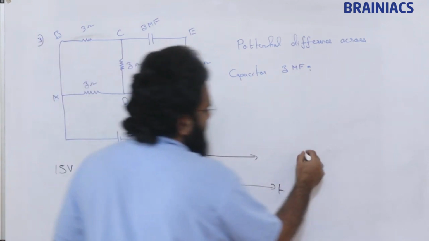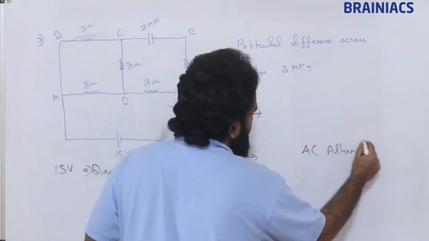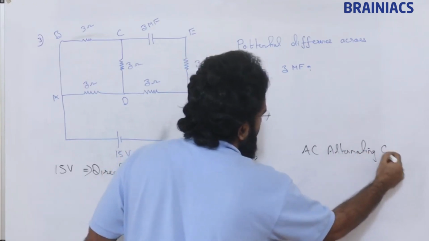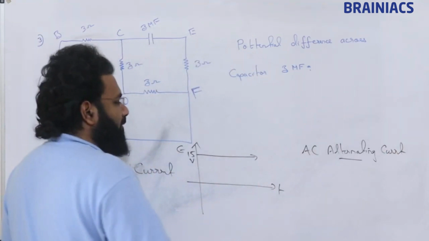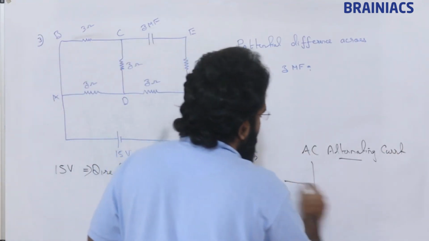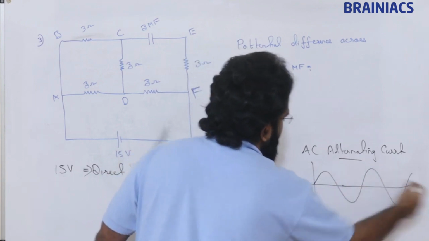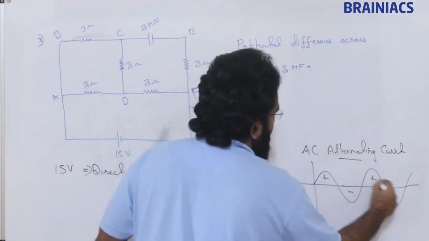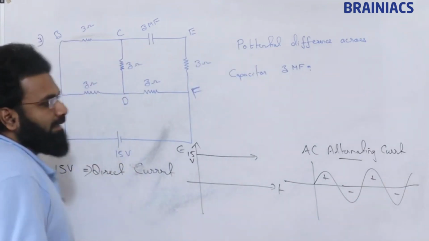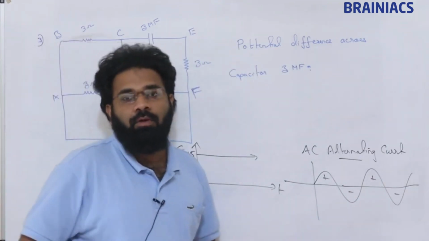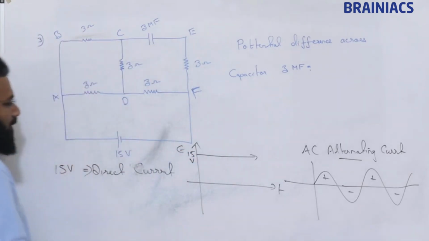Another type of current is AC, alternating current. This is a separate chapter we will study. There the current is going to have this kind of variation: positive, negative, this way, like this. In current electricity, we are studying only direct current. All the sources are direct current.